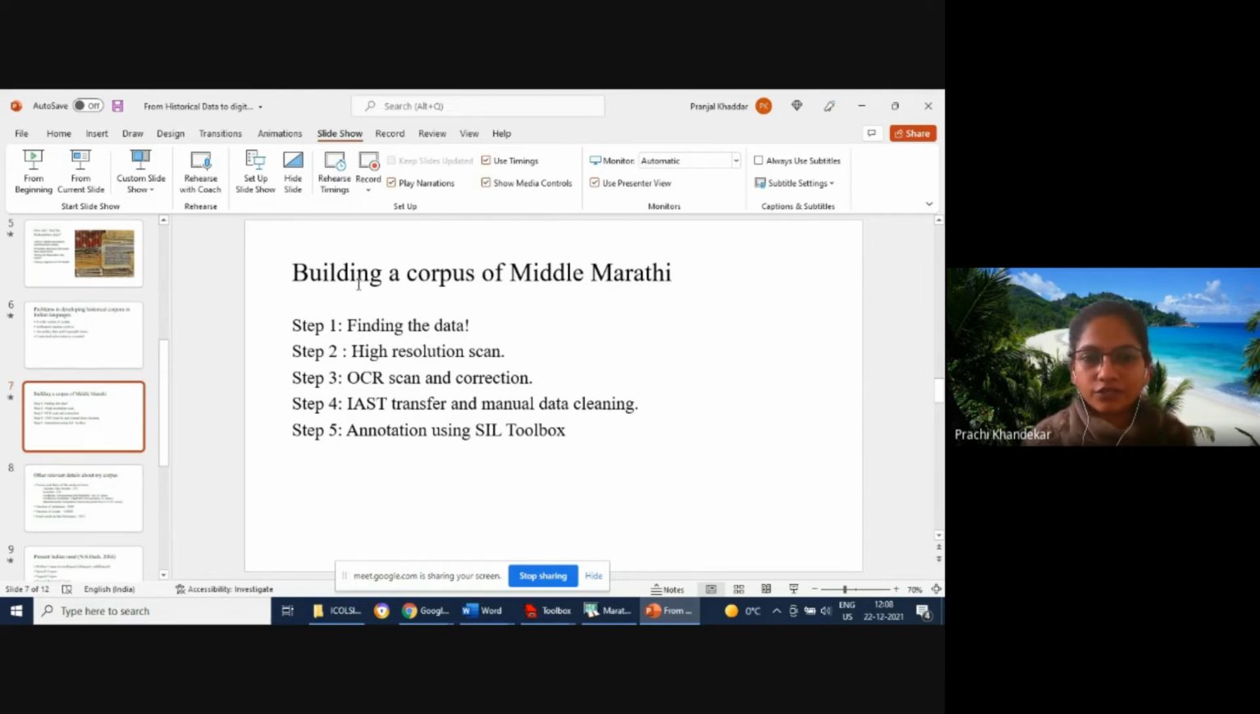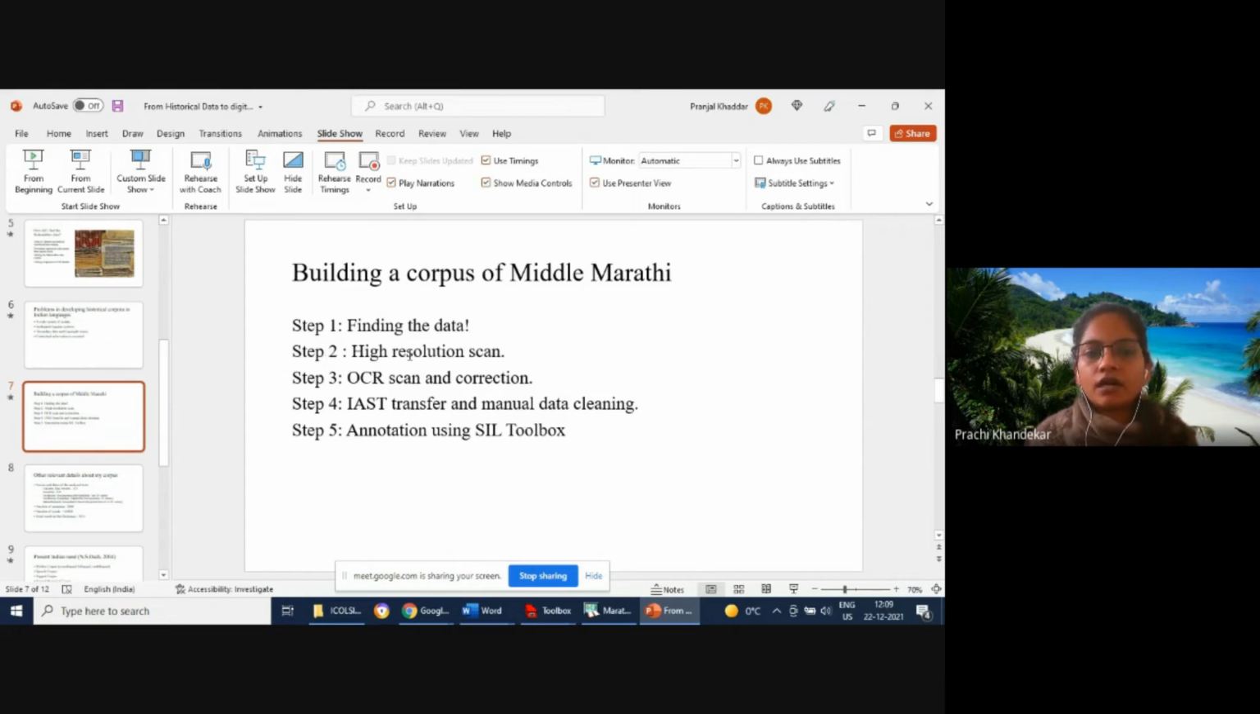and this is where I would like to show a little demonstration. So step one was obviously finding the data, gaining competence over reading. Step two, once that was done, was high resolution scan. High resolution scans are required when you have hard copies. Sometimes you also find digital sources. In that case, you don't need step two.